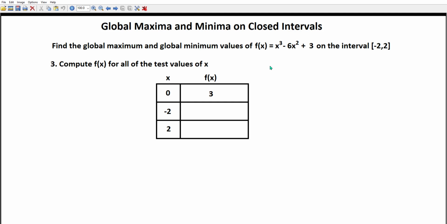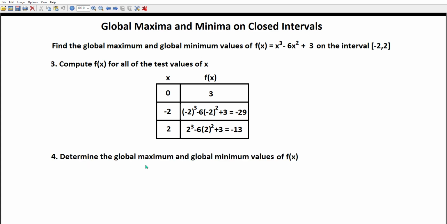So when x is 0, you get 0 cubed minus 6 times 0 squared plus 3, which is 3. When we evaluate the function at -2, we get -2 cubed minus 6 times -2 squared plus 3, which is -29. And when we evaluate the function at 2, we get 2 cubed minus 6 times 2 squared plus 3, which works out to be -13. Now we want to find the global maximum and global minimum values of the function. Those appear in this column. The biggest value is 3, which is the global maximum value. And the smallest value is -29, which is the global minimum value.